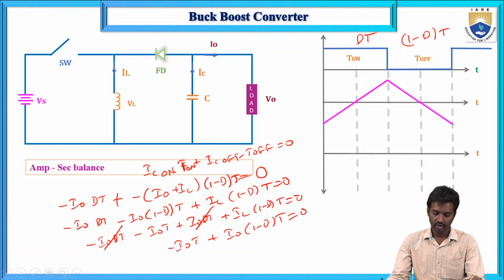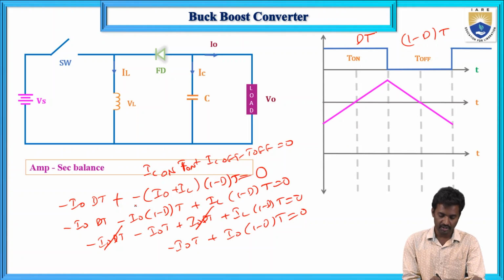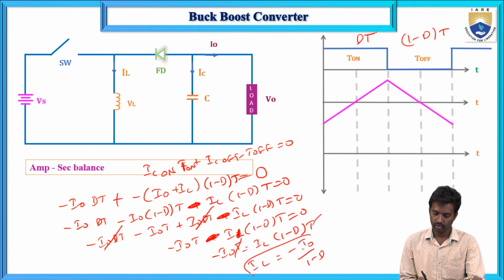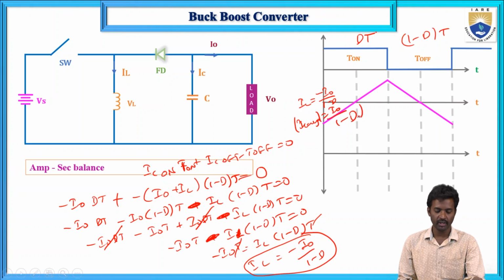Minus I naught T plus IL into 1 minus D into T equals 0. So T gets cancelled here, and IL equals minus I naught by 1 minus D. This is the inductor average current. So IL average equals the magnitude of I naught by 1 minus D. This is the case for ampere-second balance.